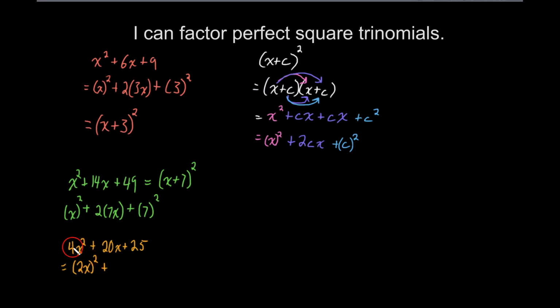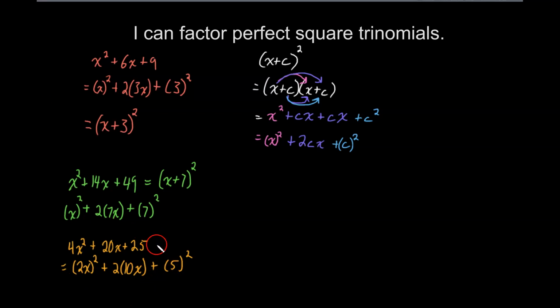So this can be rewritten as 4x squared is equal to the quantity of 2x squared plus 2 times 10x plus the quantity of 5 squared. The first term has a perfect square, the last term has a perfect square, and the middle term is equal to the perfect square of the first term times the perfect square of the last term. So 5 times 2x would give us 10x, so it is equal to 2 times the product of the perfect squares of the first and last term. So this is a perfect square trinomial.